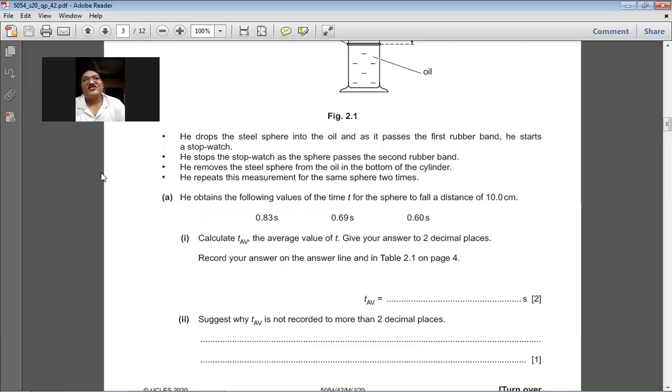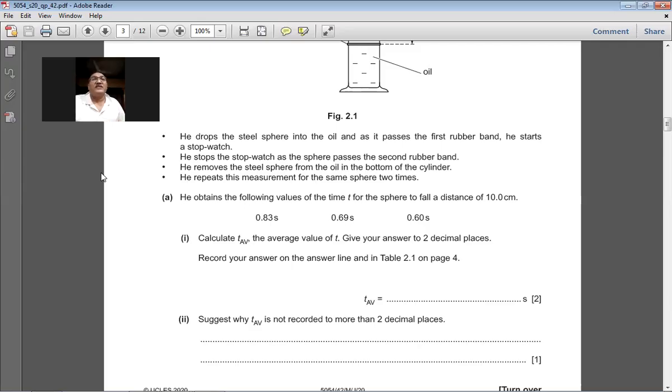He drops the steel sphere into the oil, and as it passes the first rubber band, he starts a stopwatch. He stops the stopwatch as the sphere passes the second rubber band. He removes the steel sphere from the oil in the bottom of the cylinder. He repeats this measurement for the same sphere 2 times. He obtains the following values of the time t for the sphere to fall a distance of 10 centimeter. The times noted by the stopwatch are 0.83 seconds, 0.69 seconds, 0.60 seconds.